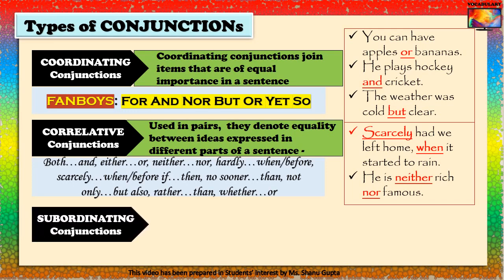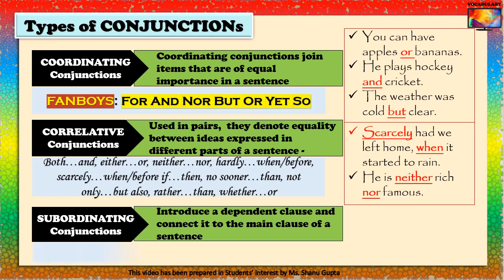And third are subordinating conjunctions such as unless, so, when, until, after, etc. These conjunctions introduce a subordinate or dependent clause, which is a clause that cannot stand on its own as a complete sentence, and connect it to the main clause.